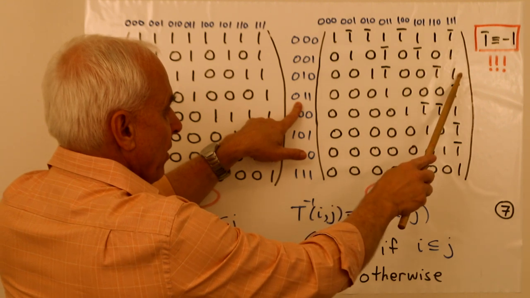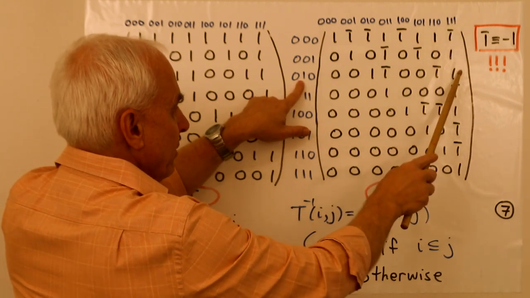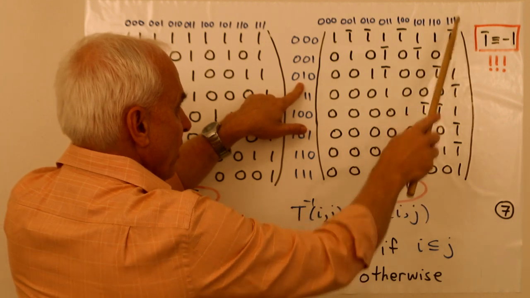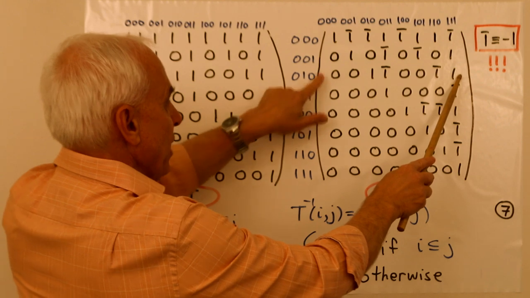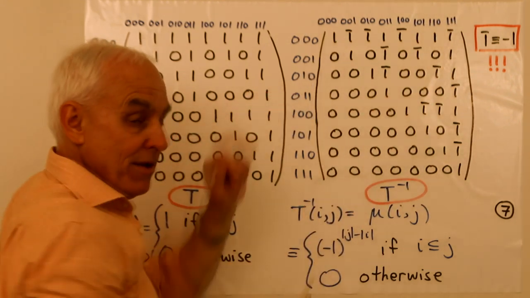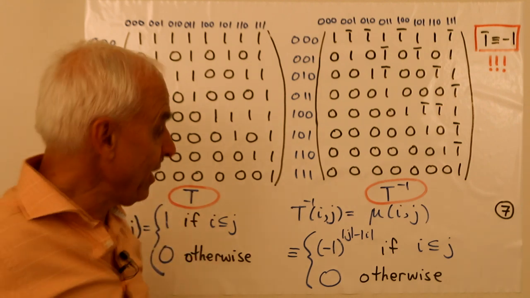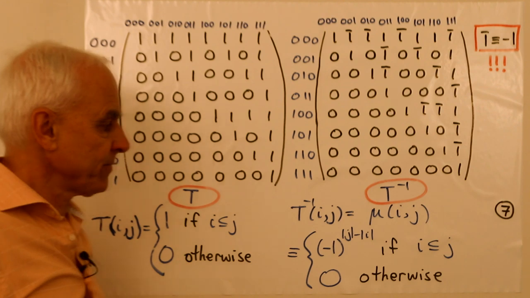Okay, what about here? We have 0, 1, 0, and 1, 1, 1. This is a subset of that, so we have a 1. But do we have a minus sign or not? Here there's a total size of 1. Here there's a total size of 3. The difference is 2. Minus 1 squared is 1. That's why there's a 1 here.